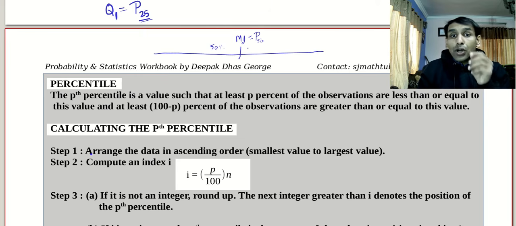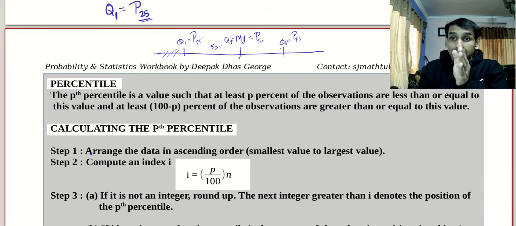And then we talked about quartiles. Quartiles are numbers which divide the data set into four equal parts. So quartile 1 is nothing but percentile 25, because 25% of the data will be below that. And quartile 2 is nothing but our median. It's the same as median because 50% data will be there. And quartile 3 will be percentile 75, because that number will divide the data set in such a way that 75% will be below that and 25% will be above that.